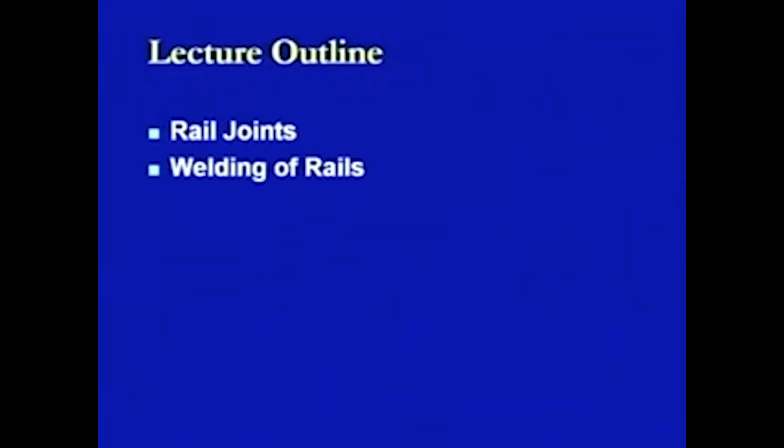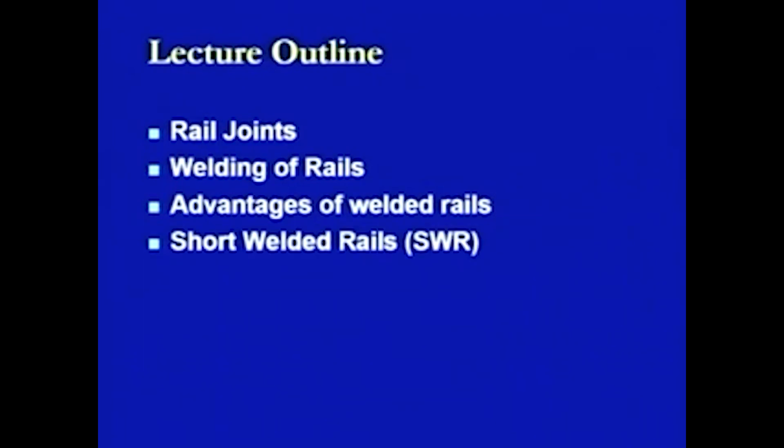So, we are going to discuss in today's lecture the different aspects related to the different joints as well as the welded rails and their advantages. In this lecture, the topics are defined as rail joints, the welding of rails, advantages of welding rails, short welded rails, long welded rails.